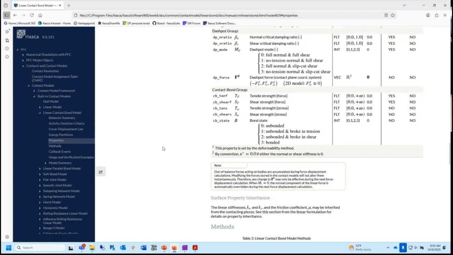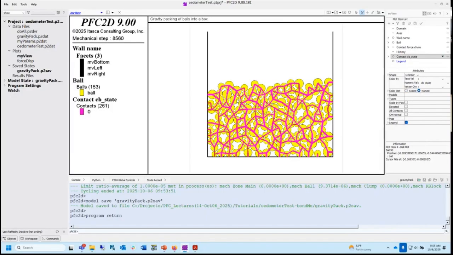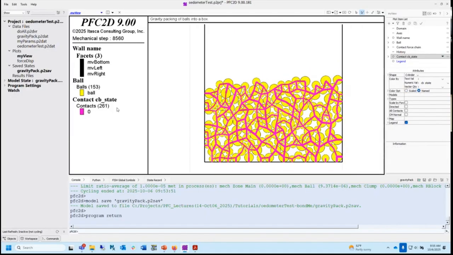What should it be equal to right now? 0. Let's see. Yes, 0. We make it CB state. There it is, CB state named 0. So this is telling me the contact model is linear contact bond. It's not Hertz. It's not linear. It's linear contact bond, and currently all of these contacts are unbonded. Cool. That's what we want.